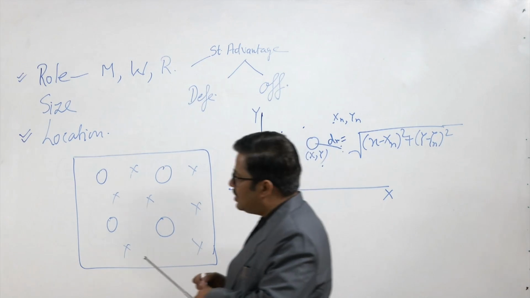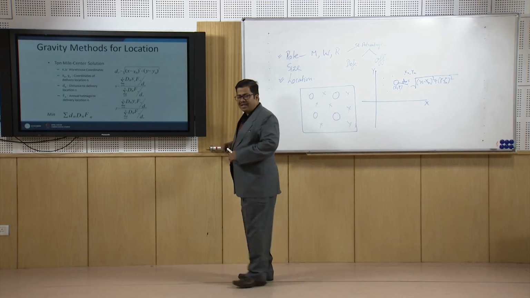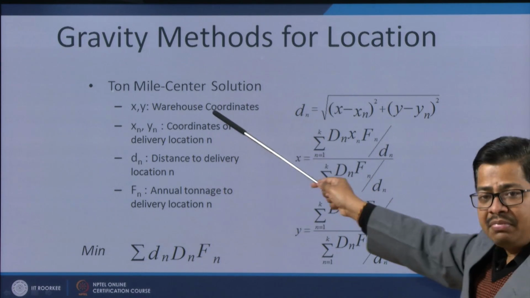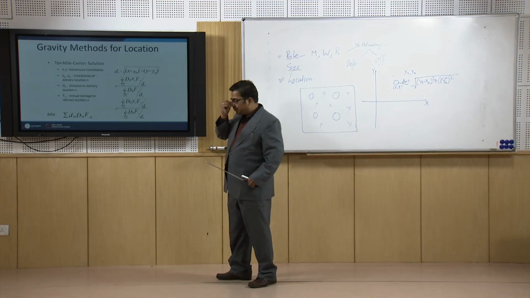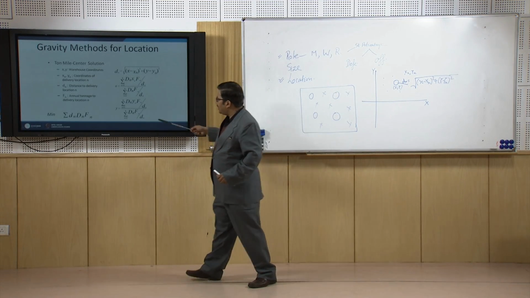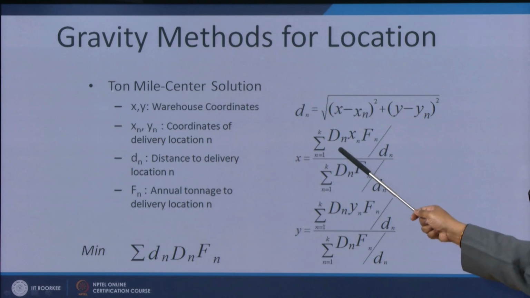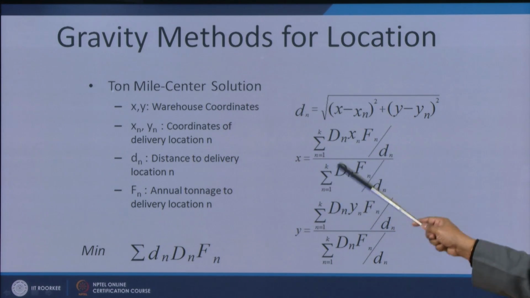So, that is the formula for calculation of dn. Now, I want to determine the coordinates of my warehouse, x and y, and for that purpose I will see how to determine them. This is the formula for determining the location of x and y.